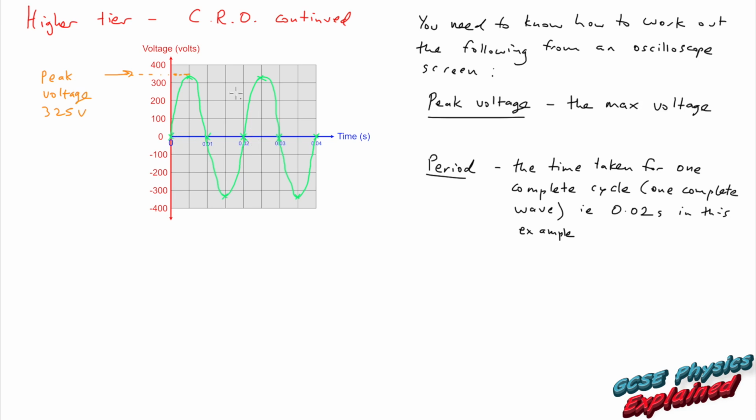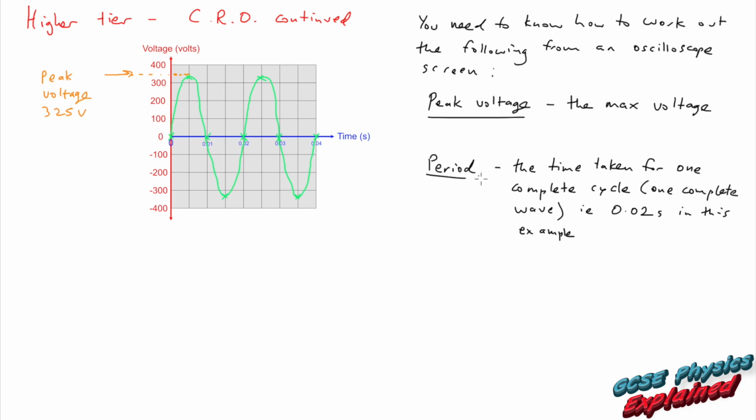If you get confused in an exam, you could just go from peak to peak. That's a full wave as well. Or you could go from trough to the next trough. So the wave is just basically any position to the identical position but on the next wave.